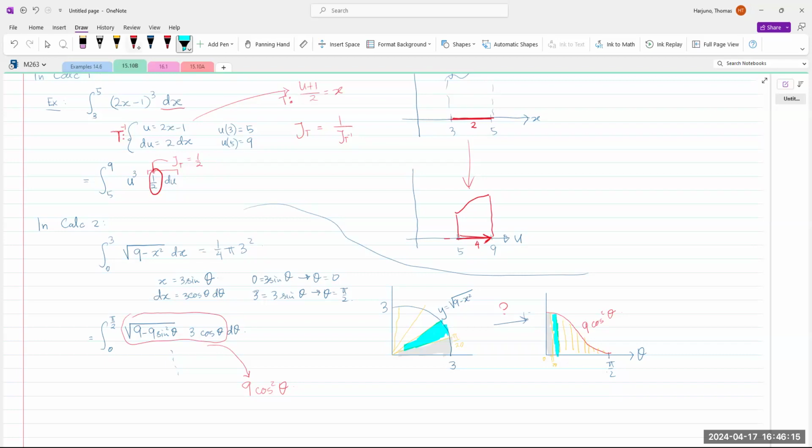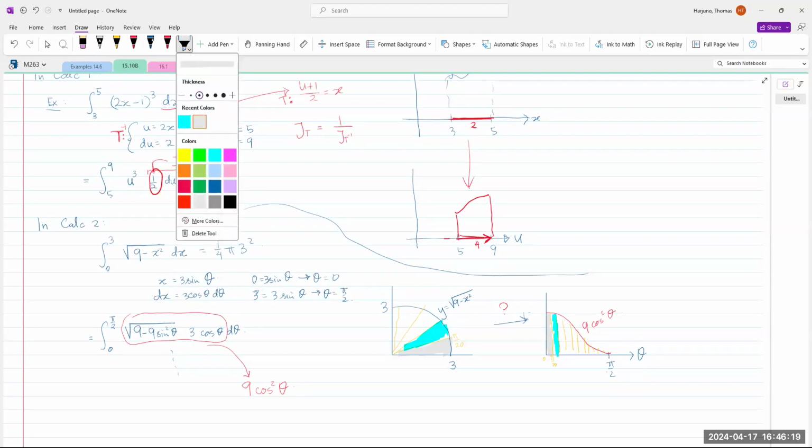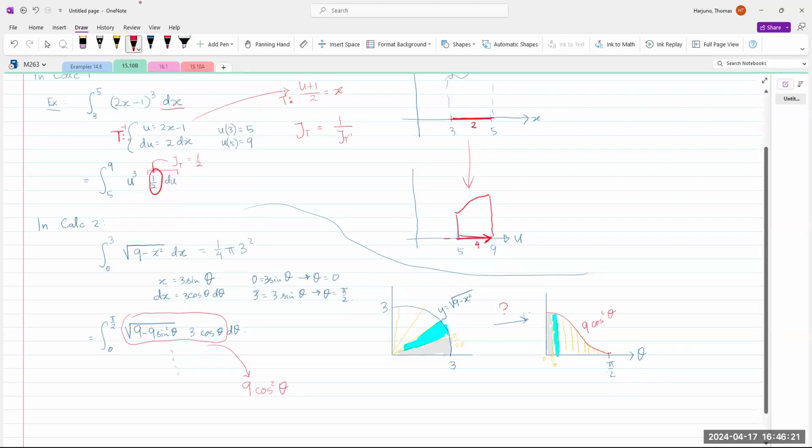Now notice that if we look back to our integration here, this is our Jacobian. This is our Jacobian.